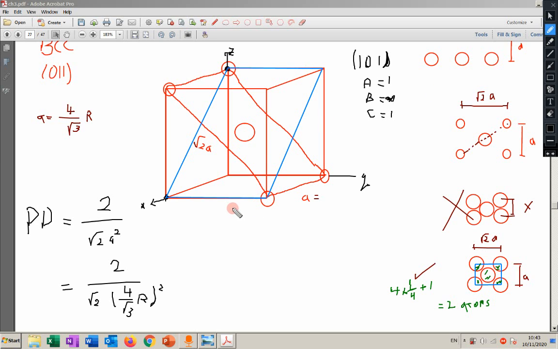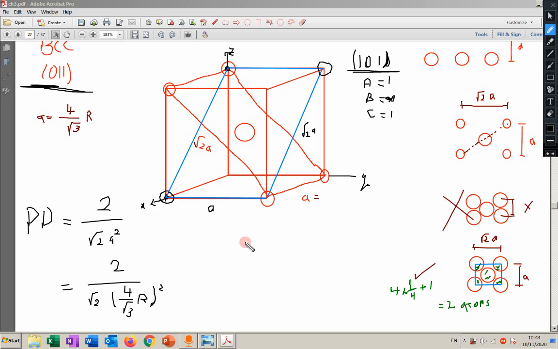Now, this plane is also diagonal. Since we have BCC, we have the corner atoms as well. One here, this corner, and one in the middle. Exactly the same combination we have here. Why? Because this side is A, and this side also will be root 2A. So the area is the same, the atom arrangement is the same, and the planar density will be exactly the same. Why? Because we call them a family of planes.